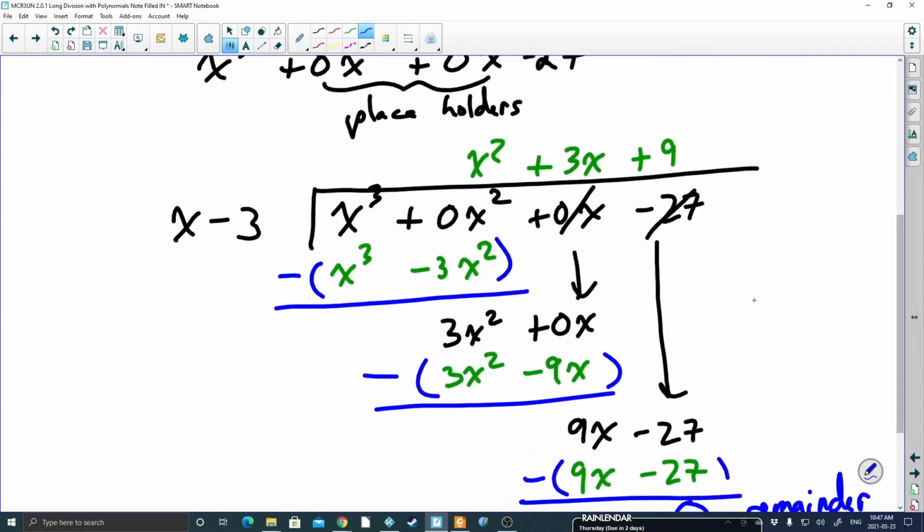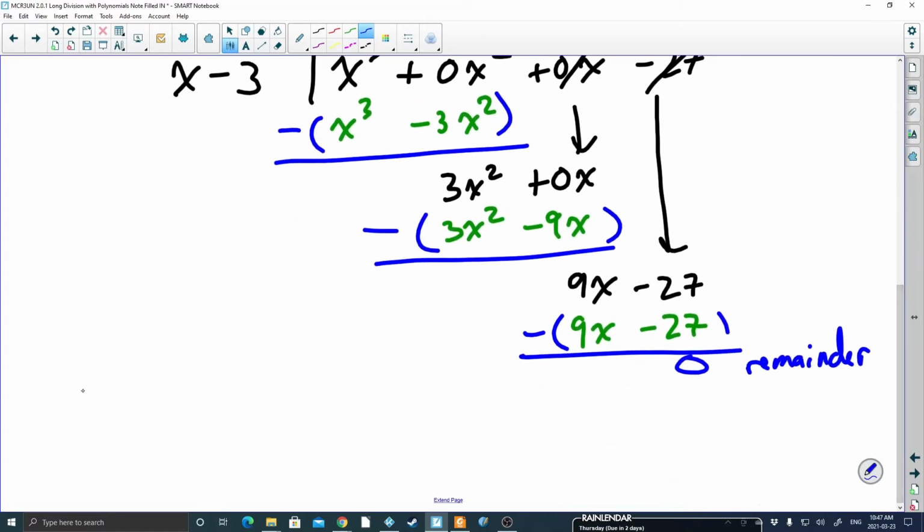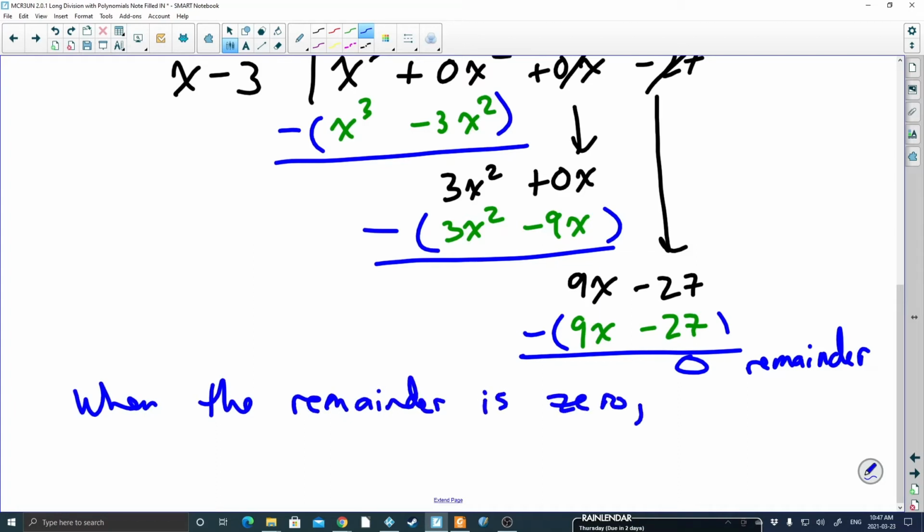So a couple of things. This is a really good example to show what happens when you don't have all of your terms with your descending powers of x listed. You just use placeholders with 0. But another thing happens here. Because our remainder is 0, that means that x minus 3 is actually a factor of the polynomial.